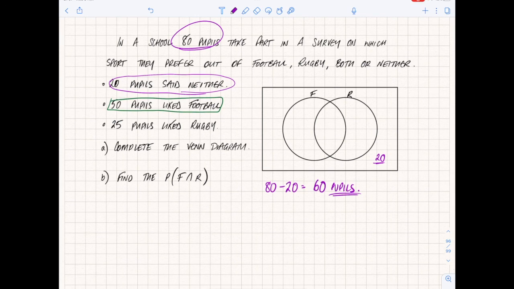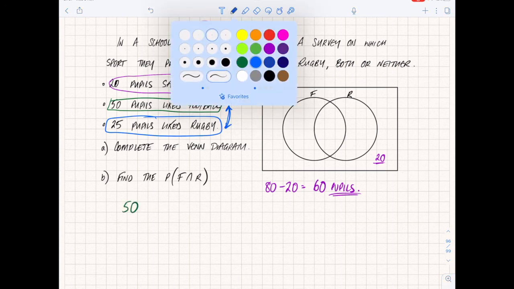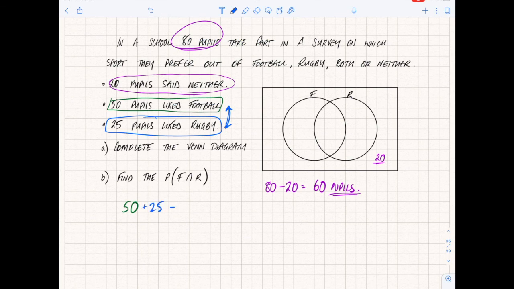If I look at the two values I've got here, I've got 50 pupils liking football and I've got 25 pupils liking rugby. Now, you'll probably straight away think to yourself, well, there's 50 that like football and then there's 25 that like rugby. So that altogether makes 75. But I need it to be 60. So this is the key to this question. The difference between these two numbers, so the difference here, is your overlap.